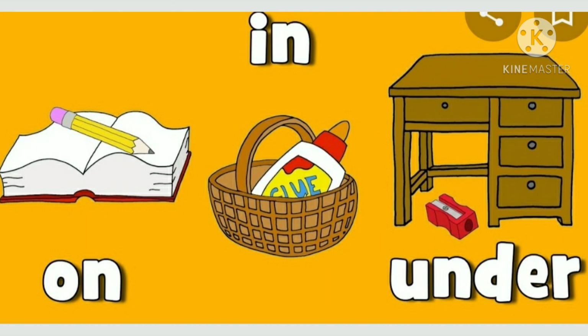The pencil is on the book. The glue is in the basket. The sharpener is under the table. Is it clear, my dear children? Yes. So, which are the position words? Tell me once more. In, on, under. These are the position words.